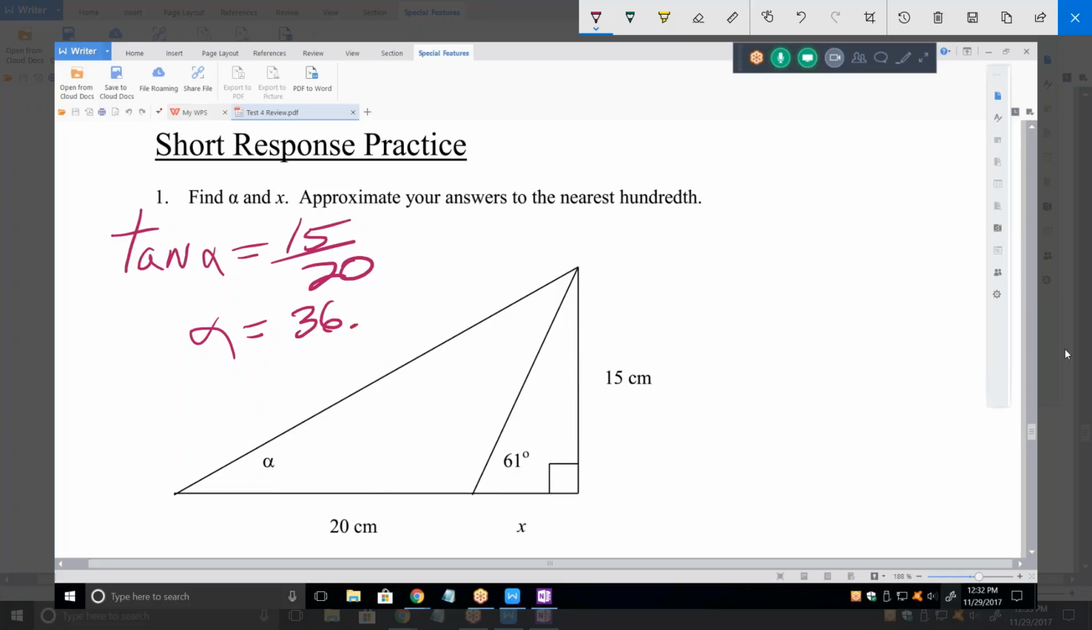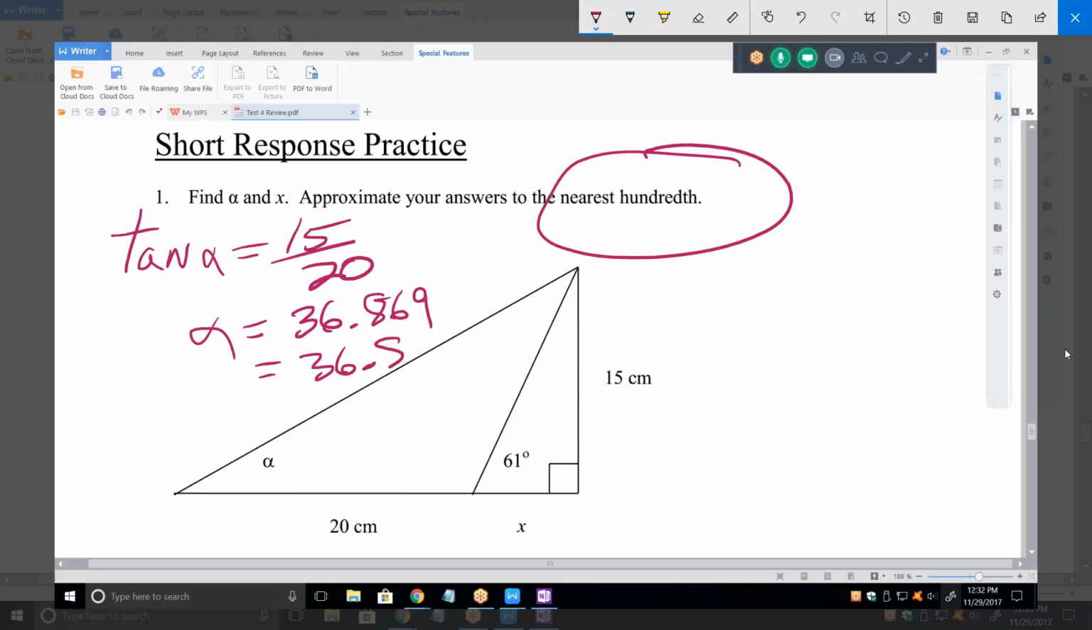36.8. Keep going. Give it to me to 3 decimal places. 36.8698. Okay, why did I ask for 3 places? So what's the answer? 36.87. In order to figure out what that has to be, you have to get the 3rd place. You can't round it down or up until you know that 3rd decimal, which in this case is a 9. So 36.87 is the correct answer.